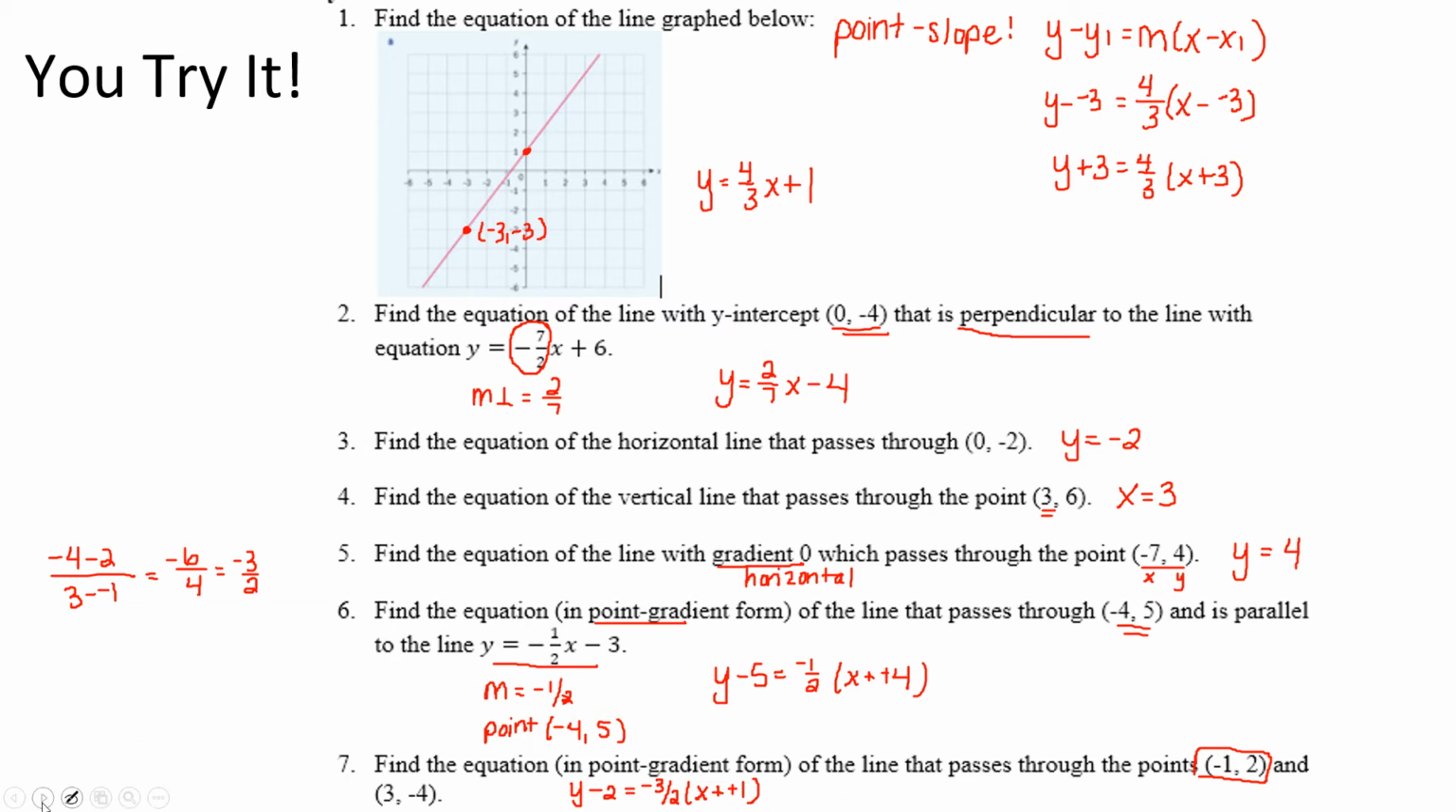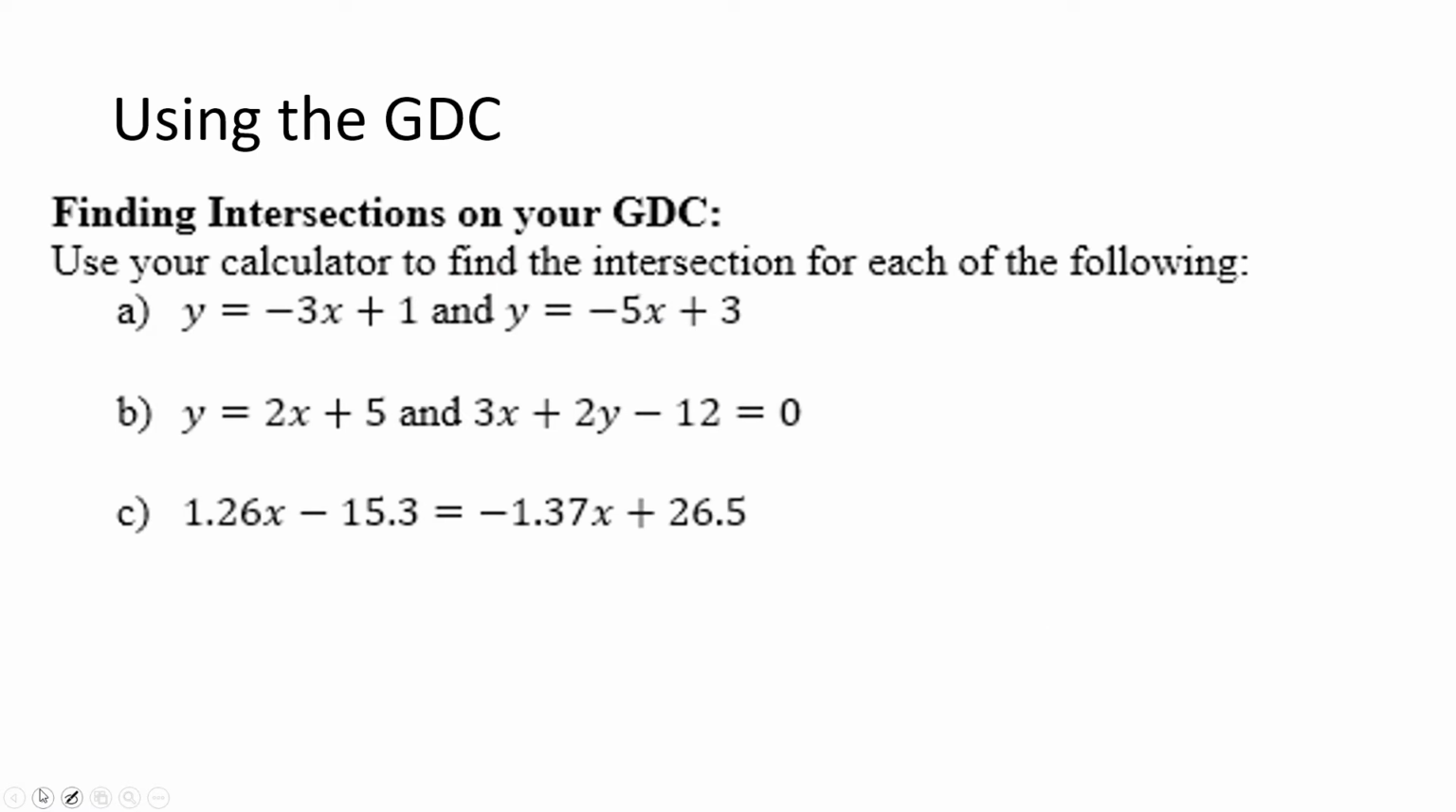The last part of section 2 has us digging into using our graphing calculators to find intersections instead of having to solve systems of equations. So take out your graphing calculator, and what we're going to do is look at these equation pairs. I've got -3x + 1 and -5x + 3. In our graphing calculators, you're just going to put those into y1 and y2. We're going to hit y =, put this one into y1, and put this one into y2.